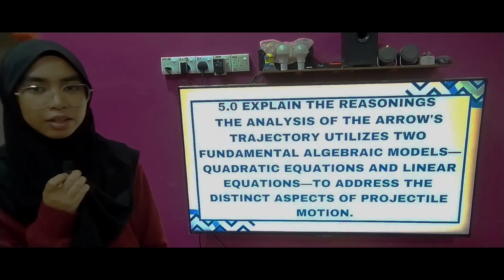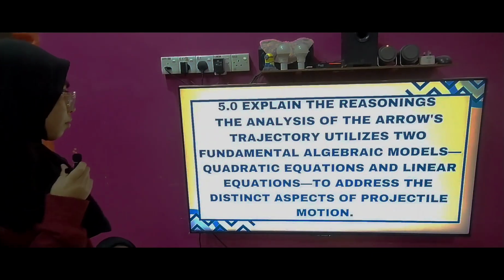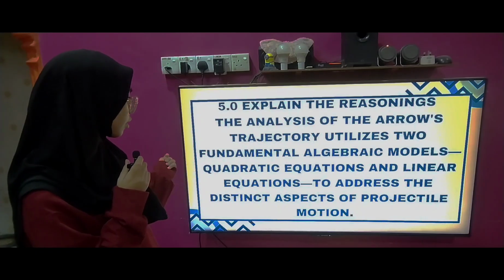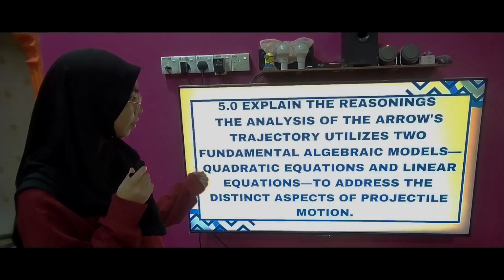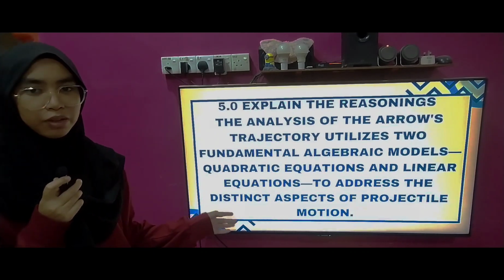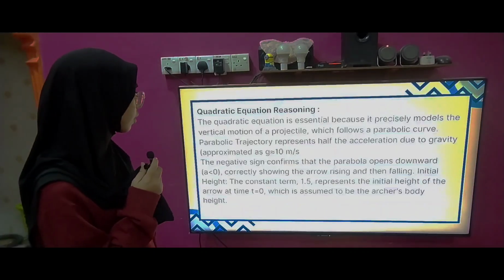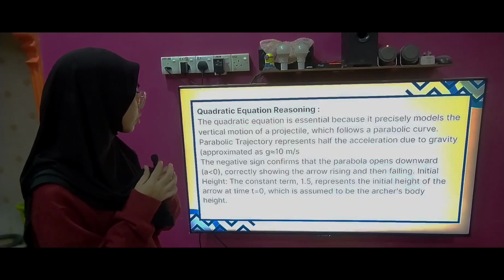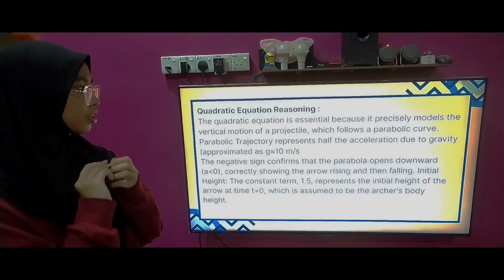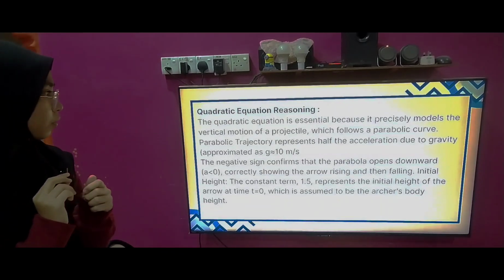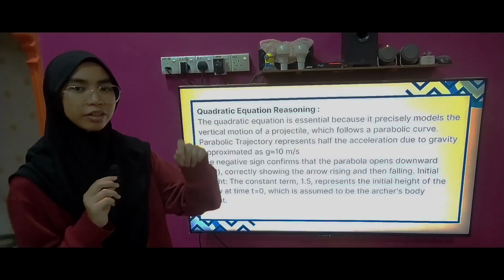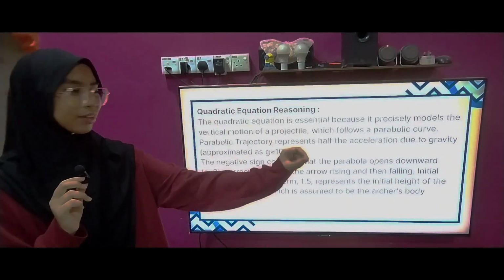So now we'll get to the point explaining the reasoning and the analysis of the arrow's trajectory utilized by two fundamental algebraic models, the quadratic equation and the linear equation, to address the distinct aspects of the projectile motion. So now for the quadratic equation, the reasoning. The quadratic equation is essential because it precisely models the vertical motion of a projectile, which follows the parabolic curve, as I stated.